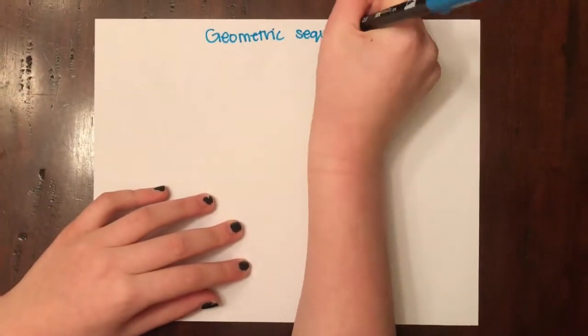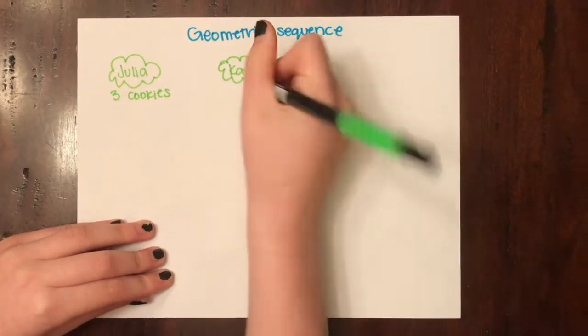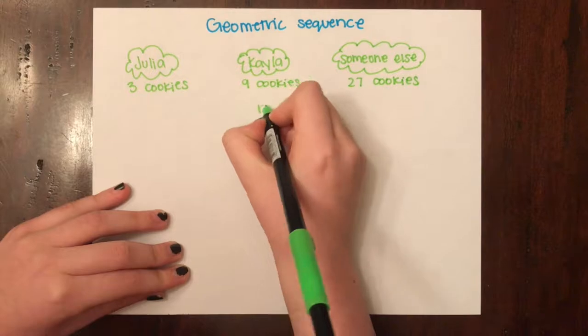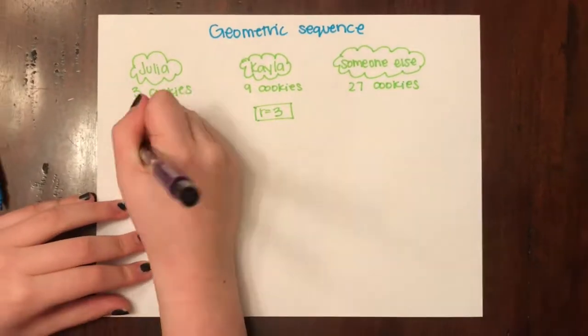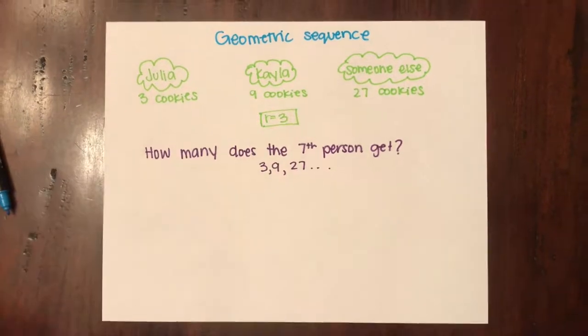Wait, but what if I bought Julia 3 cookies and then Kayla 9 cookies and then the next person 27? That sounds like a geometric sequence where r equals 3. But how many cookies would the 7th person get? This is a geometric sequence. If Catherine is giving Julia 3 cookies and Kayla 9 cookies and someone else 27 cookies, that means r equals 3, and she's timesing each person by 3. How many does the 7th person get?